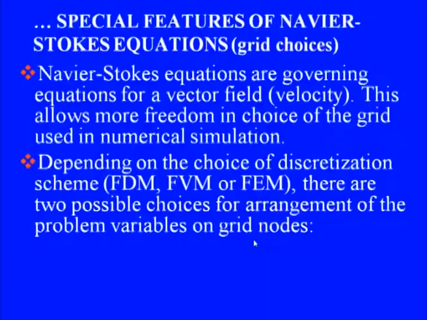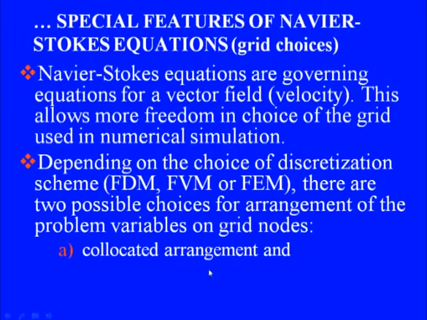Now the choice of the grid would also depend on the discretization scheme, that is to say whether we have chosen finite difference method, finite volume method or finite element method. But we can classify the choices broadly in two categories based on the arrangement of our flow variables on grid nodes. The first one we call co-located arrangement, and the second one is called staggered arrangement.